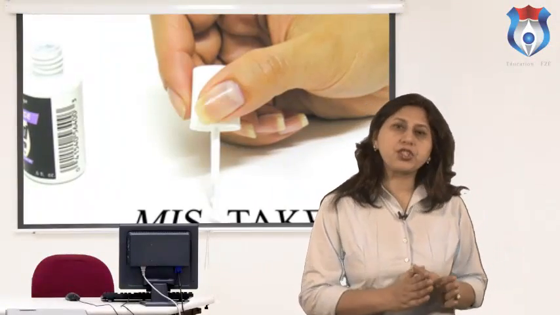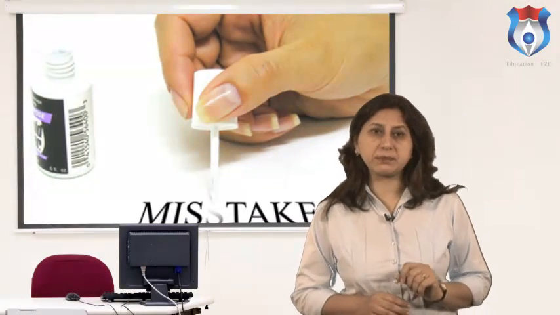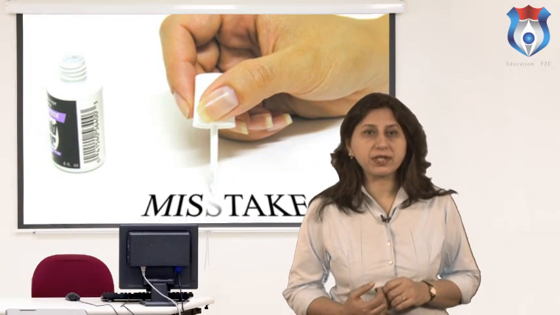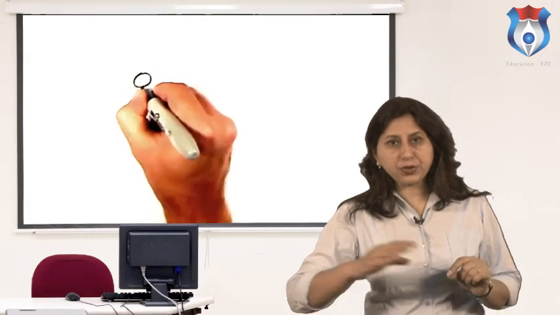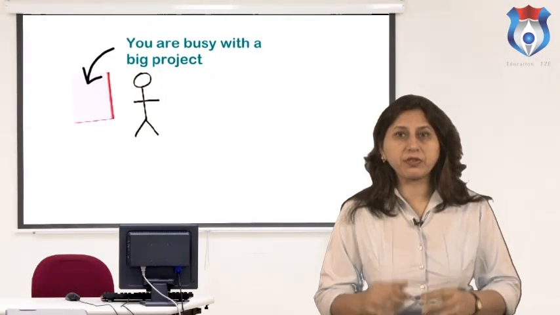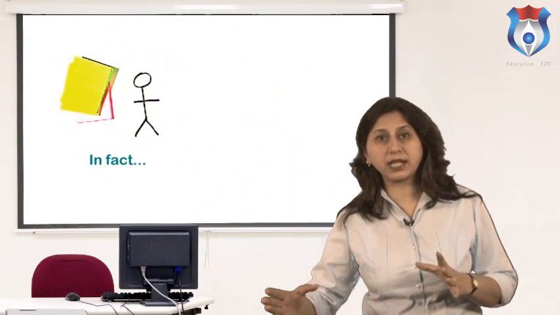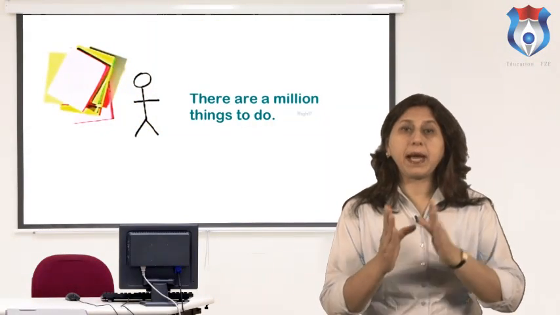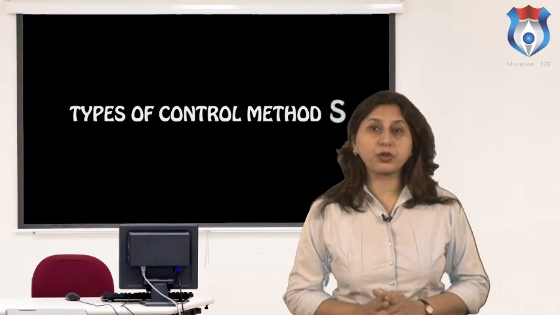Mistakes. Managers and their subordinates very often commit mistakes. A control system enables managers to catch these mistakes before they become serious. Delegation. When managers delegate authority to subordinates, their responsibility to their own superiors is not reduced. The only way managers can determine if their subordinates are accomplishing the tasks that have been delegated to them is by implementing a system of control. Types of control methods.